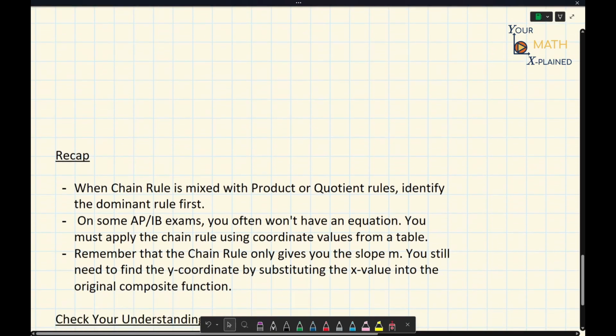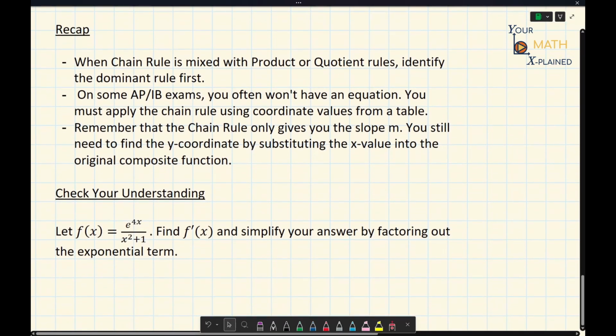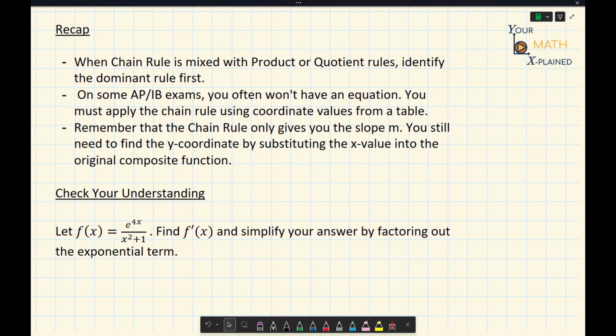And now let's do a quick recap of what we covered in this video. We learned that chain rule rarely happens in isolation. Usually it's mixed with product or quotient rule. And when faced with a problem like that, we need to identify what the dominant rule is first. Meaning, what is the LSI function? Do we have chain rule inside a product rule, or do we have a product rule inside of a chain rule? And you always work from outside inwards.